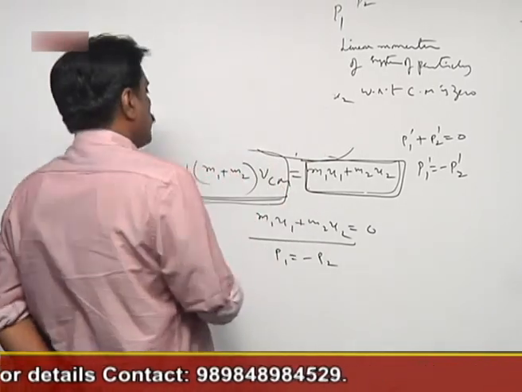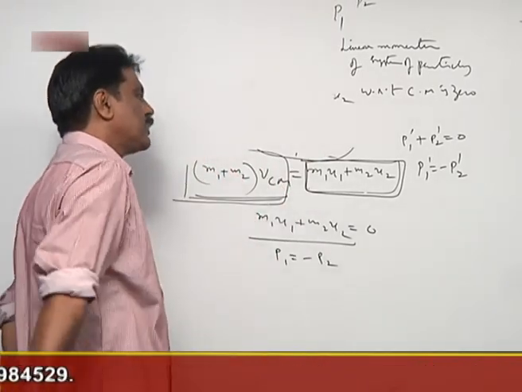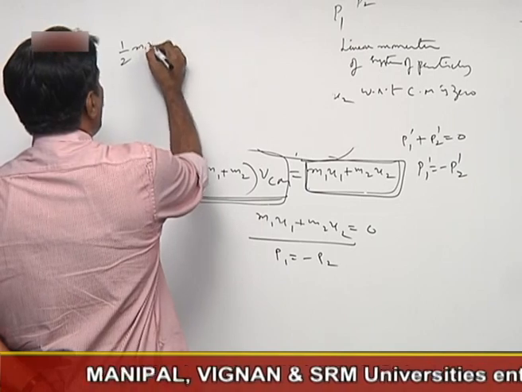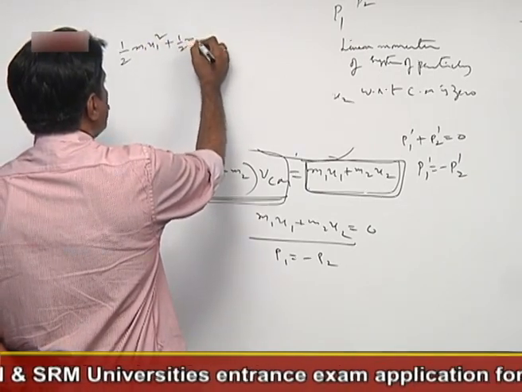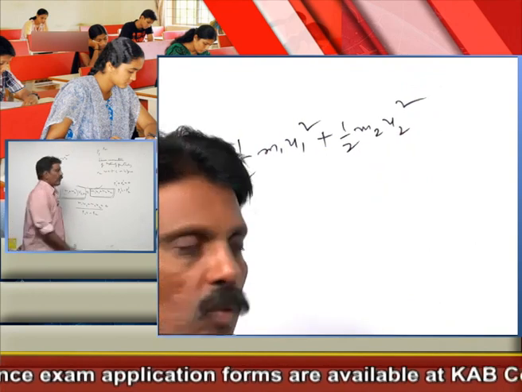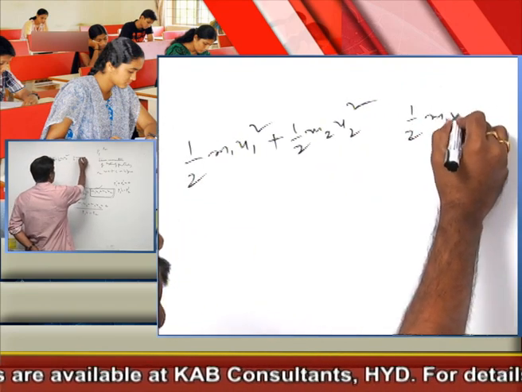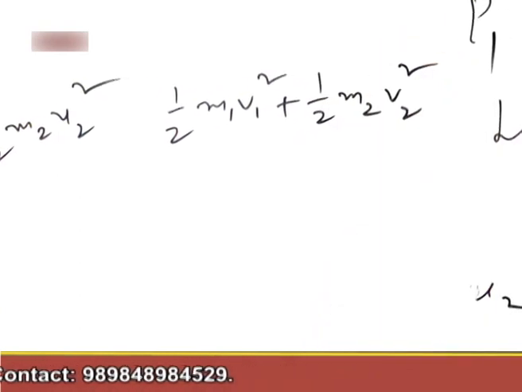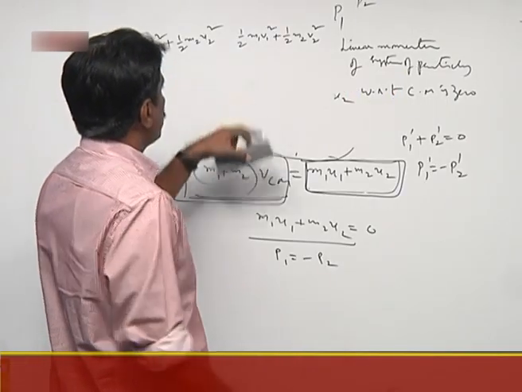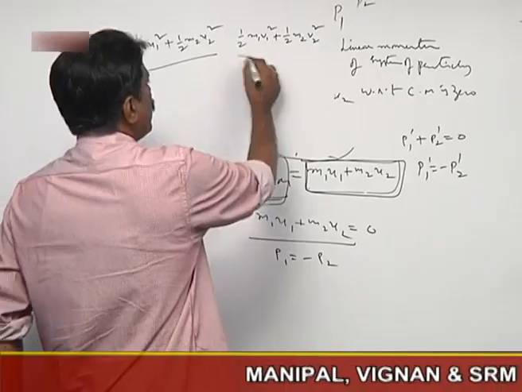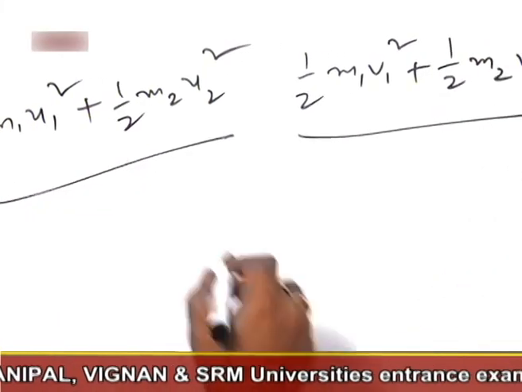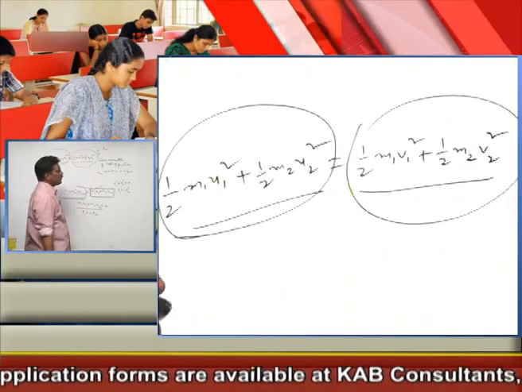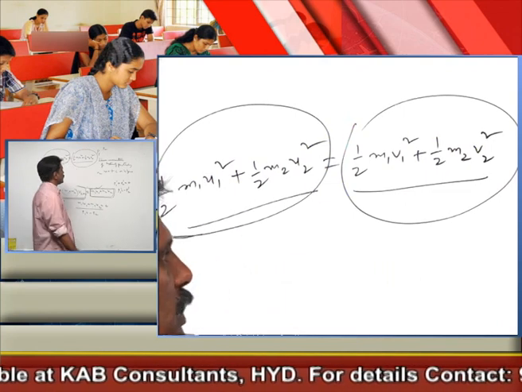Now, let us proceed further from here. Try to guess what happens if the collision is elastic. If the collision is elastic, what is the total initial kinetic energy? Half m1 u1 square plus half m2 u2 square. What is the final kinetic energy? Half m1 v1 square plus half m2 v2 square. So half m1 u1 square plus half m2 u2 square is the initial kinetic energy, and the final kinetic energy is this. But we are given that if the collision is elastic, these two kinetic energies must be equal.